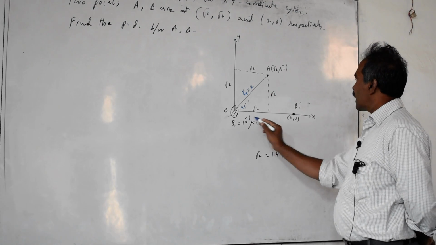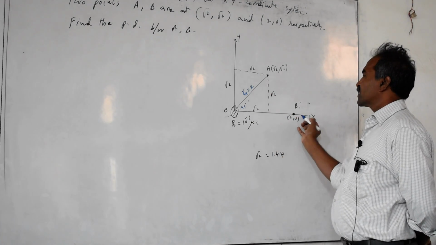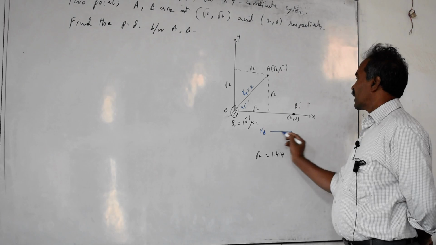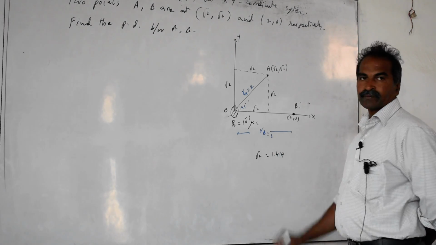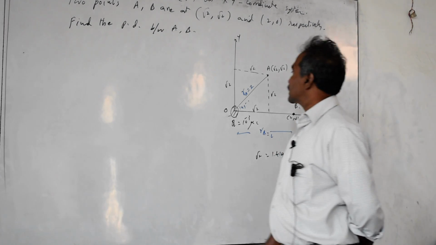This is RA. What is RB? Only the x coordinate is there, the y coordinate is not there. So this is RB. RB is nothing but equal to 2 units. Okay, find out the potentials at A and B.